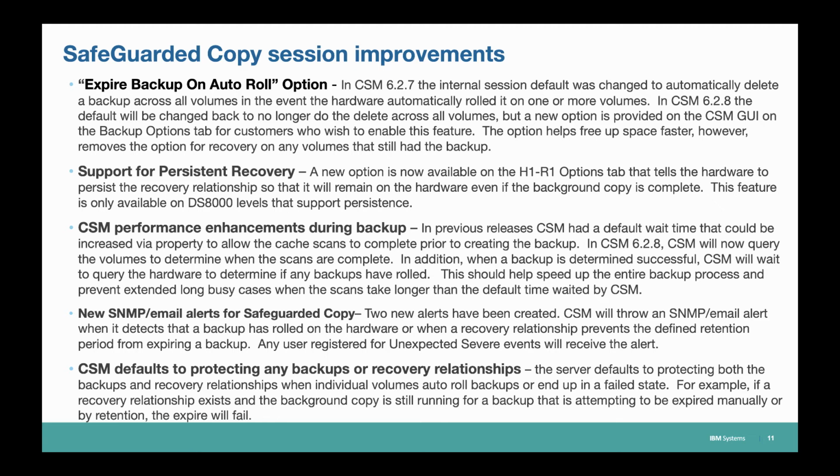The fourth bullet there is we have new alerts. SNMP email alerts were created in 628. One was to alert you when we detect that the hardware has auto rolled a backup. We wanted to make sure you were aware that, hey, something didn't go as planned. Maybe you didn't specify enough backup capacity, etc. We want you to know that that happened, so we will throw an event there.